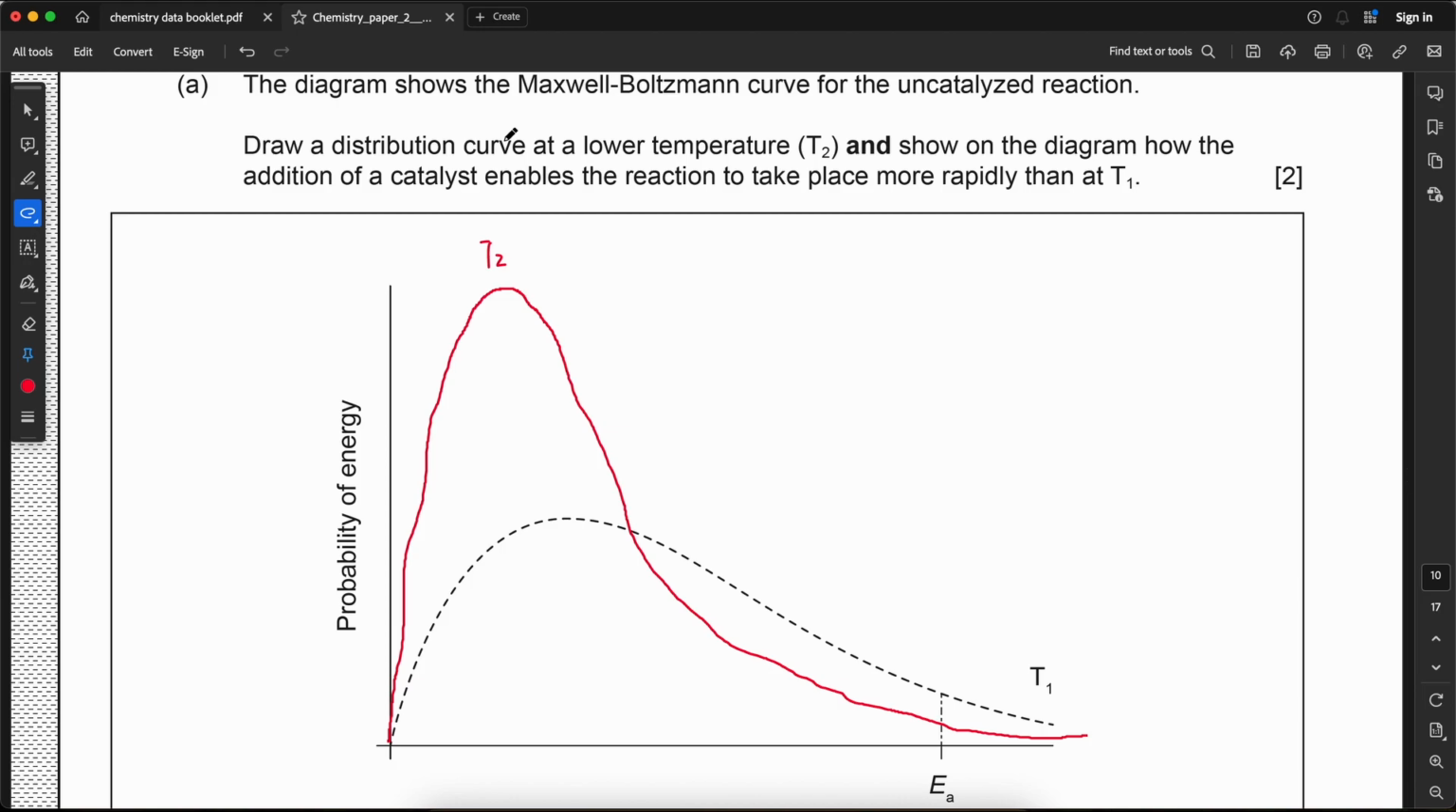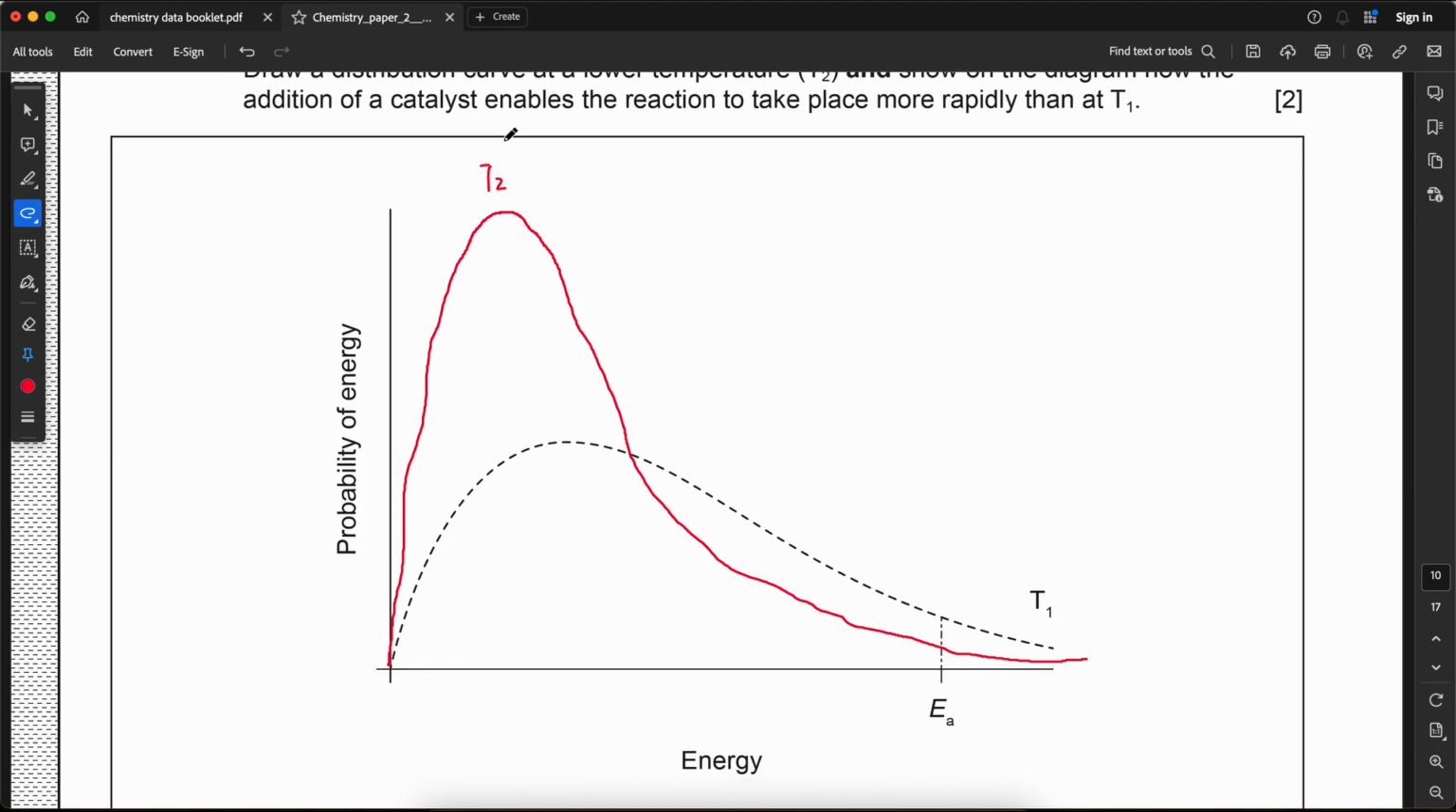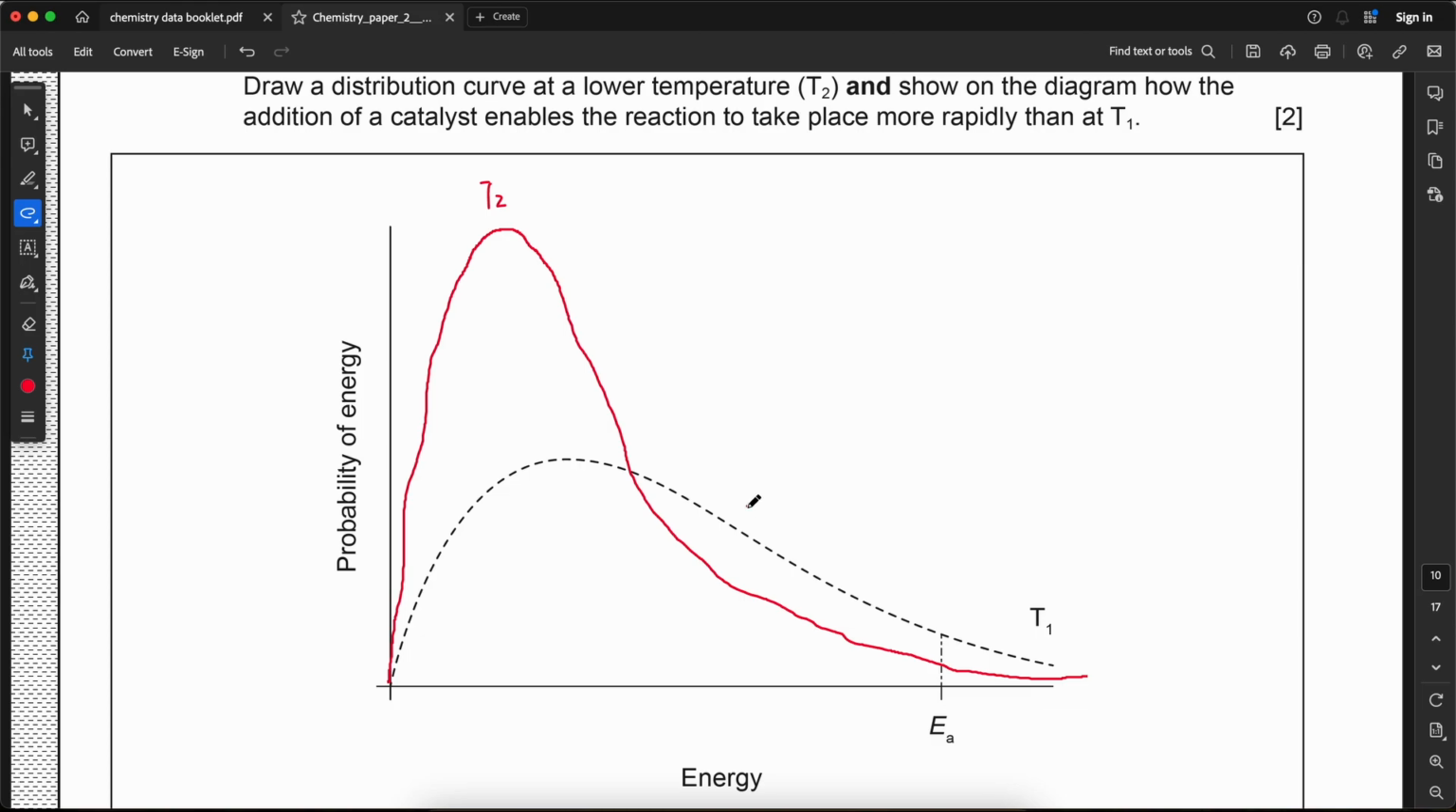The question asks you to show on the diagram how the addition of a catalyst enables the reaction to take place more rapidly than at T1. So this will be EA, and then this would be the one with catalyst. Okay, so this EA with catalyst. Okay, so this part has a larger proportion of molecules with energy that is bigger or the same as activation energy. A lot more reactant can successfully overcome the activation energy.